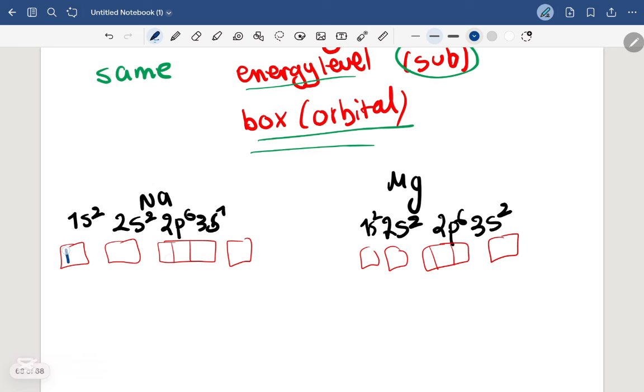Now we start putting in the electrons. We always start with one up, one down. Here, exactly the same thing, one up, one down. Here we start by filling one up, one up, one up by Hund's rule, then one down, one down, one down. And here, one up, whereas here it's one up, one down.